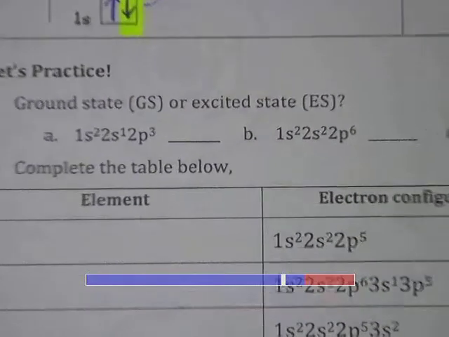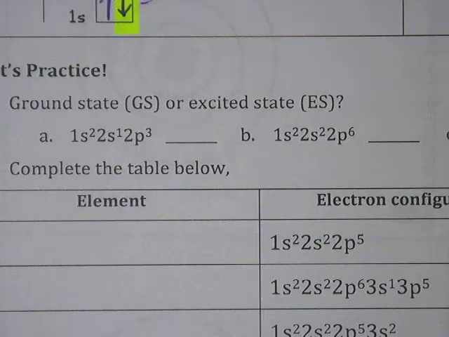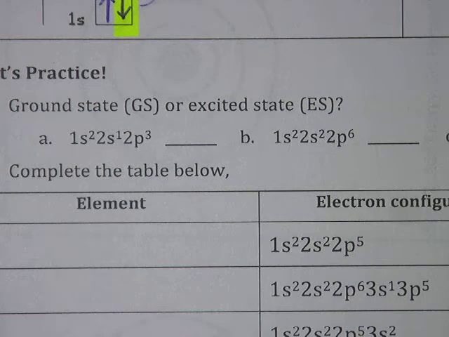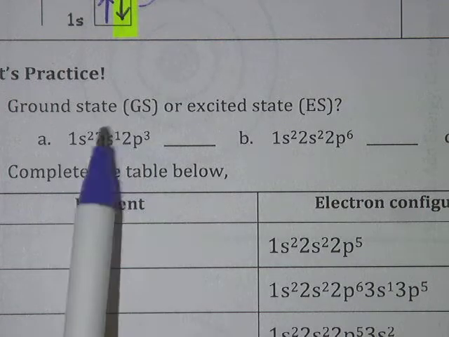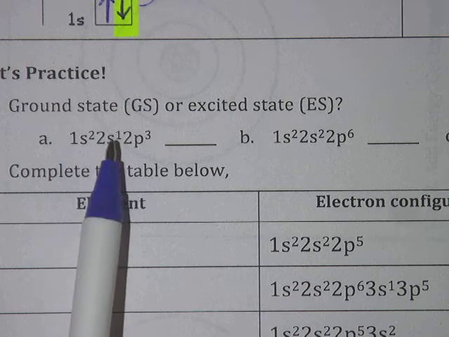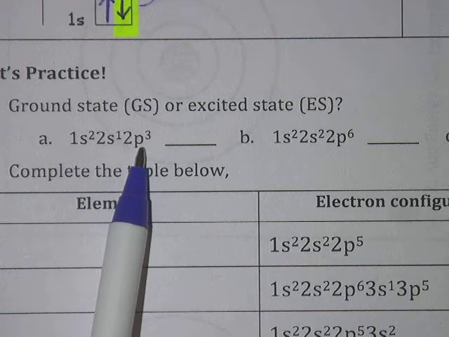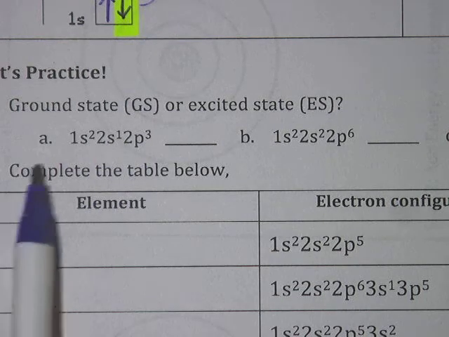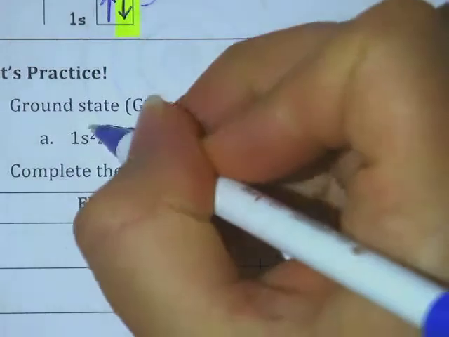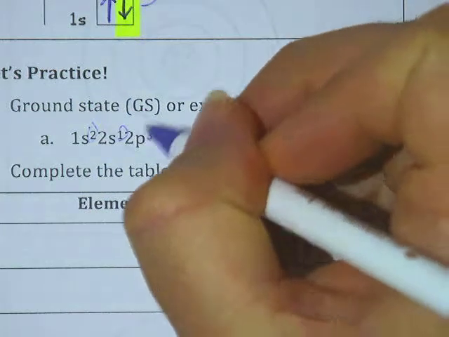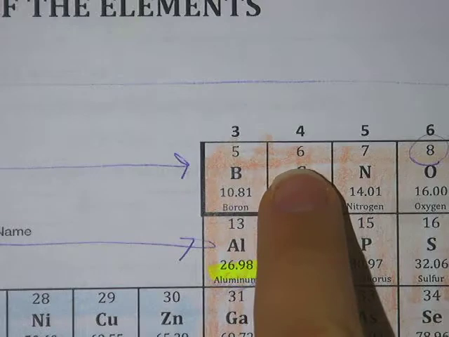So let's practice recognizing before we do anything else. If an atom is in the ground state or excited state, basically to recognize the excited state, something's going to look wrong. So for instance, if we look at this first one, 1s2, 2s1, 2p3, there's a couple different ways you can do this. One way would be you could add up all these electrons. 2 plus 1 is 3, plus 3 is 6. You could go to your periodic table and look for the element with 6 electrons, that's carbon.